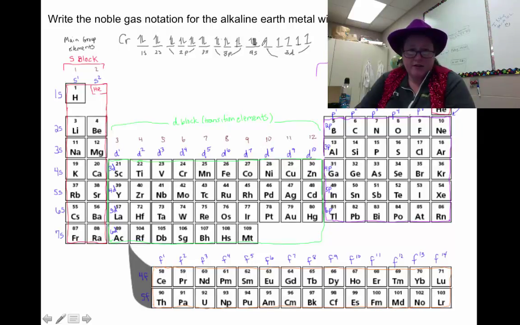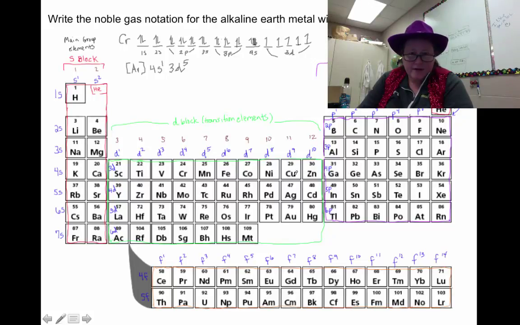So the configuration for chromium is indeed, I will do a noble configuration. So above chromium I have argon, 4s2. I'm sorry, it is not 4s2. It is 4s1. That's what makes this unique. 4s1, 3d5. So there are actually 2 elements that end in 3d5, both chromium and manganese.